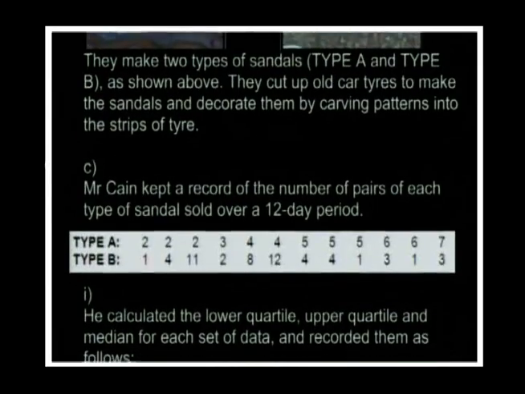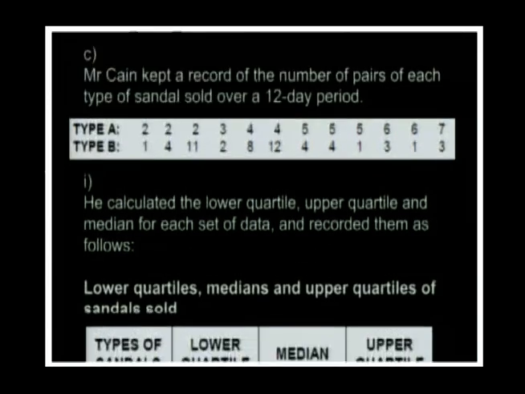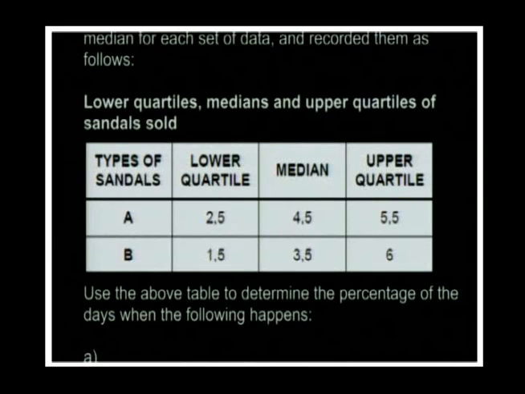Okay. Right, there's another question. Mr. Kane kept a record of the number of pairs of each type of sandal sold over a 12-day period. Now, he calculated the lower quartile, the upper quartile, and the median for each set of data and recorded them as follows. Okay, so the lower quartile, the median, and the upper quartile.